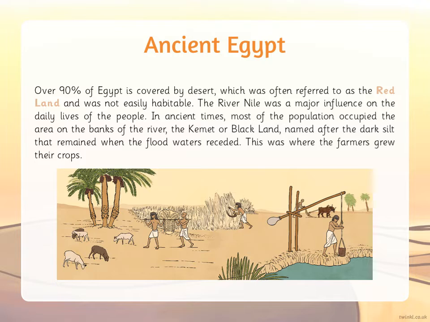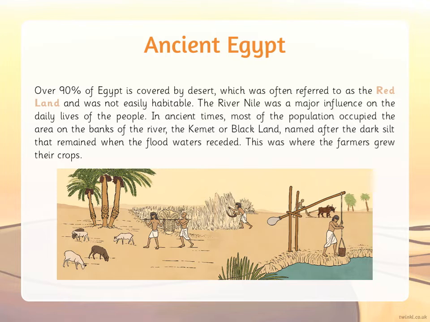So, in ancient Egypt, 90% of Egypt is covered by desert, which is often referred to as red land, and it's not easy to be habitable. Obviously, you can't live in the desert, there's no food, there's not much water, it's really, really hot. And the River Nile was a major influence on the ancient Egyptians' lives. They needed it to get water, to help grow their crops. And in the ancient times, most of the population lived next to the river. Now have a little think, why do you think that would be?